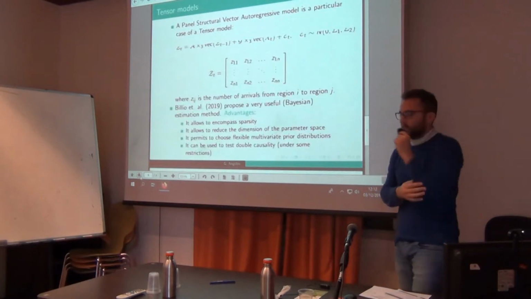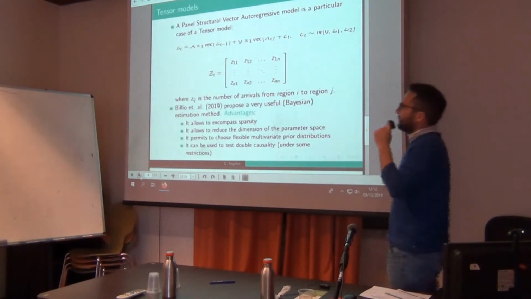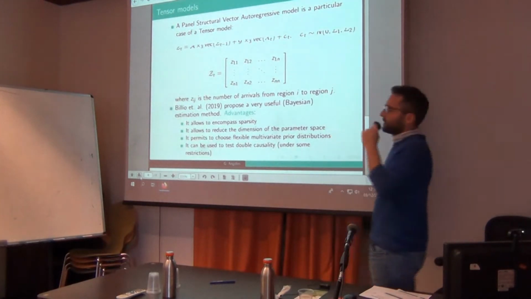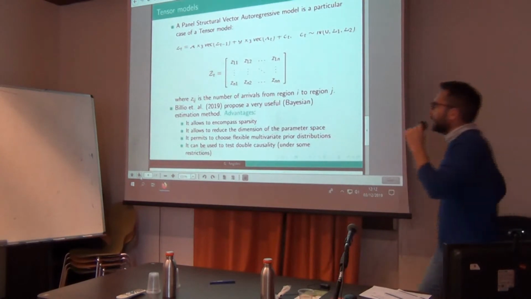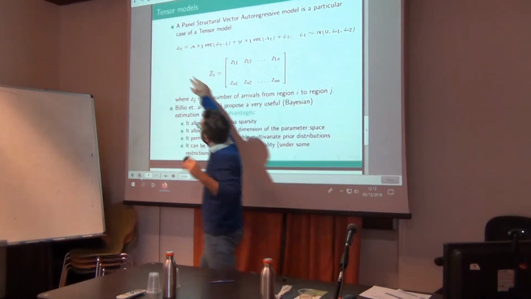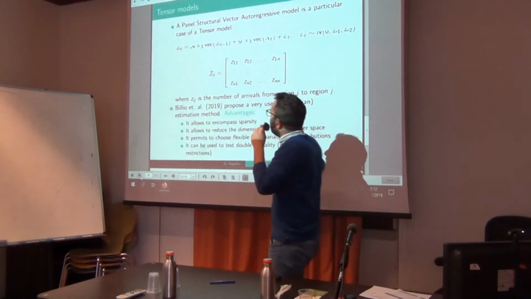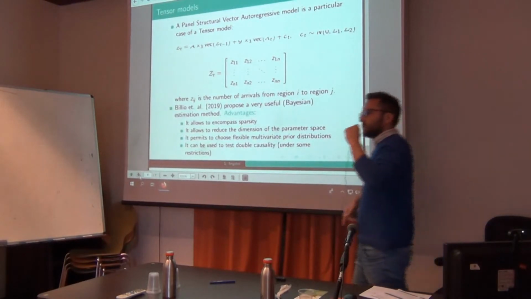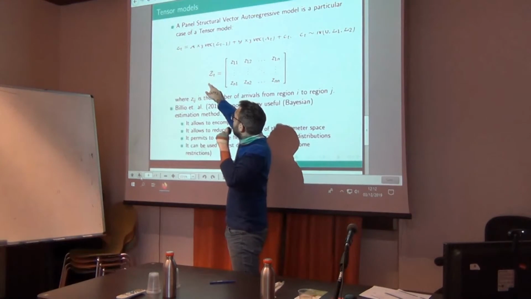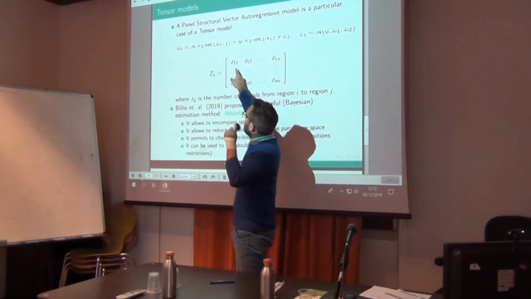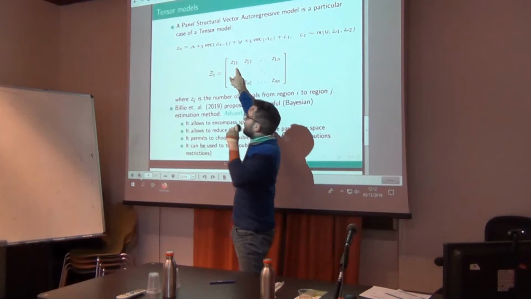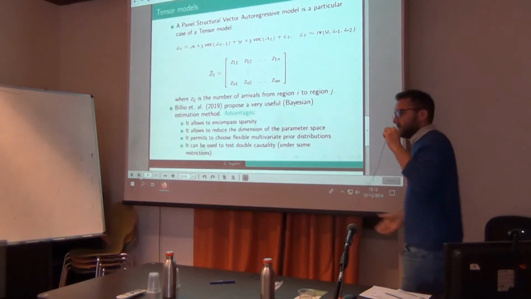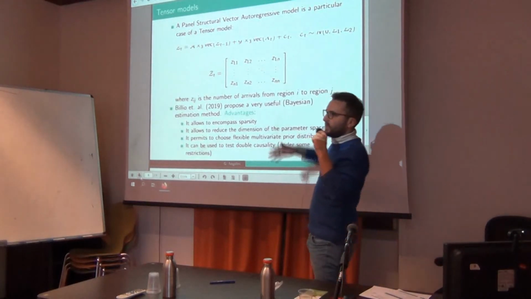The last point, which is maybe the best one in your setup, is a tensor model. A panel structural vector autoregressive model is a particular case of a tensor model. Here, well, you cannot see the Z here, but we don't have a vector of endogenous variables, we have a matrix. So in your setup, you can directly model the number of arrivals. Here you have the number of arrivals from region 1 to region 1, here from region 1 to region 2, and so on. So you can model this matrix directly, and not just a vector.